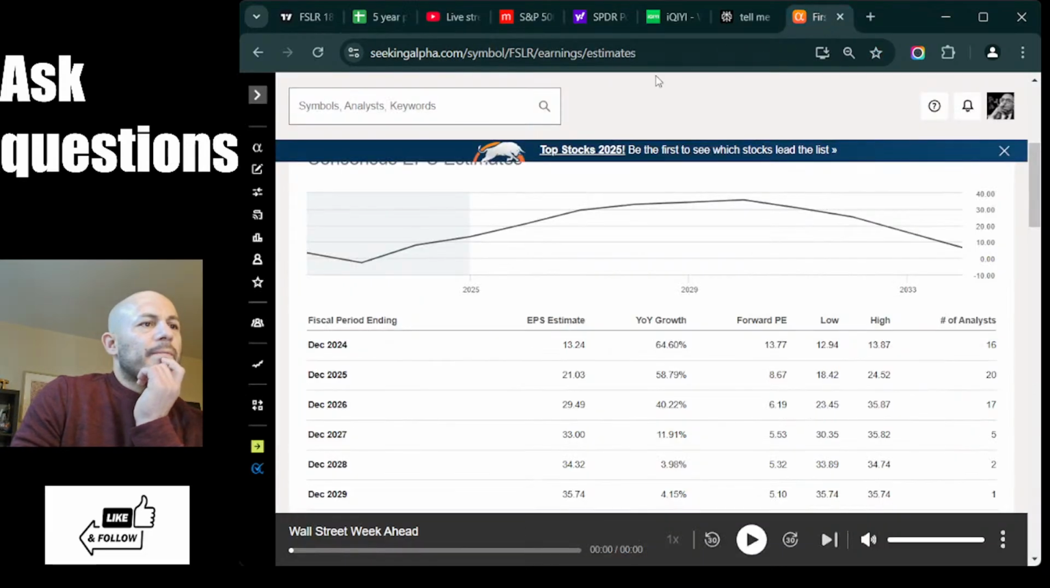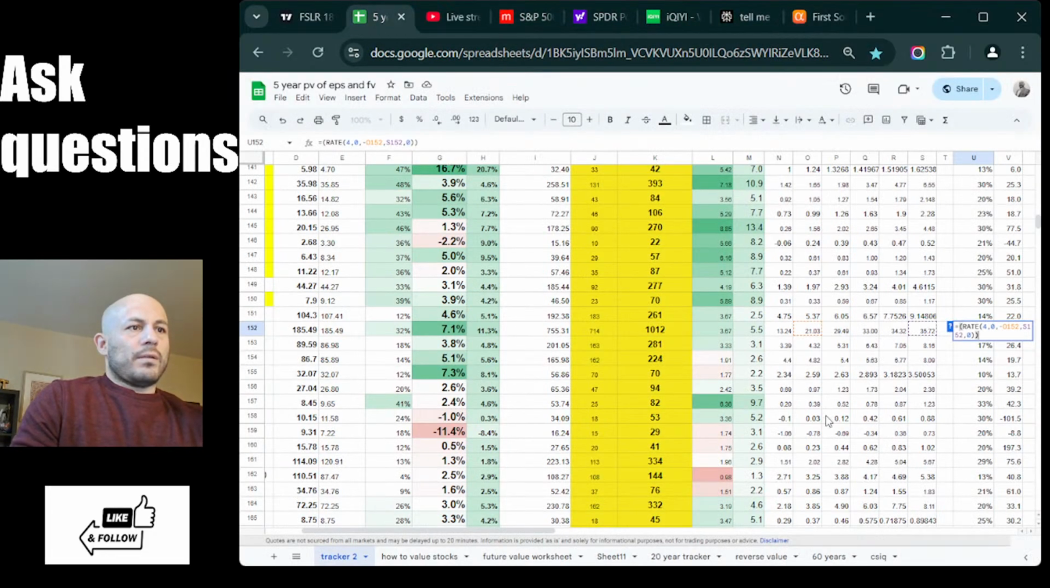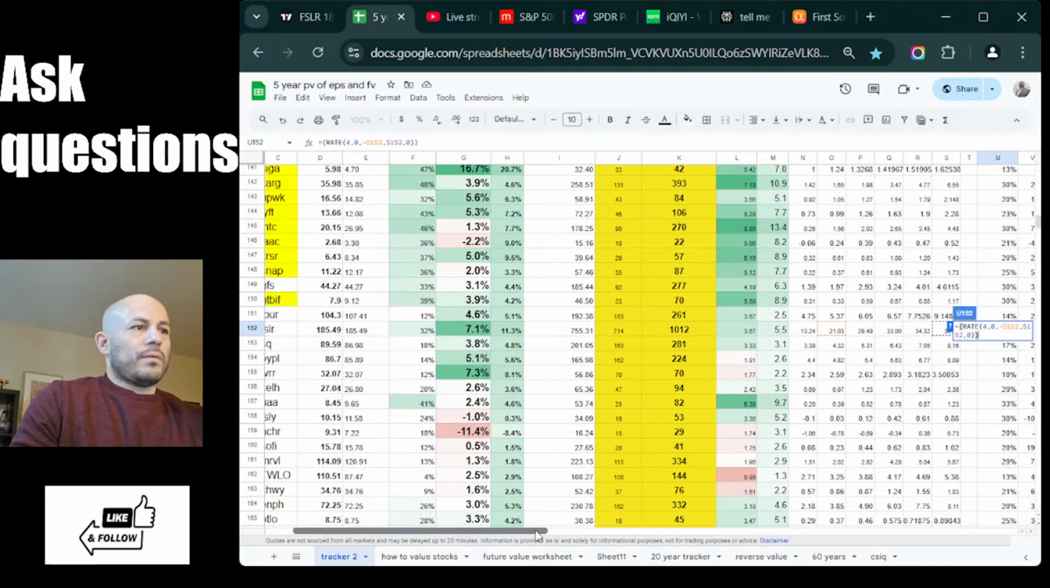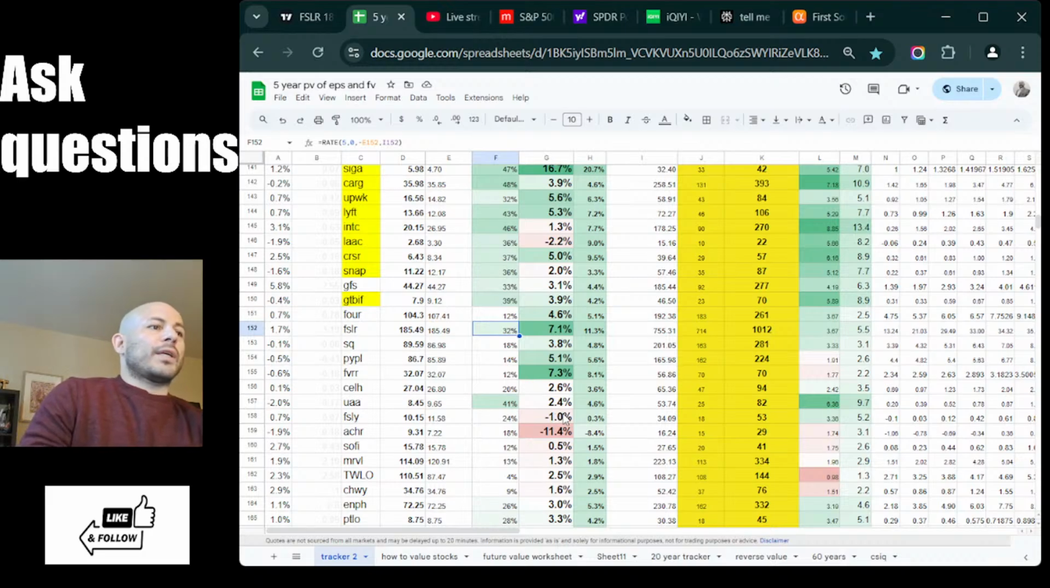Is that right? So they have a bunch of growth and then they slow down. That must not be, well, I'm going to leave it just like that. And First Solar has a 32% CAGR. So it's attractive, but not screaming value. Okay.